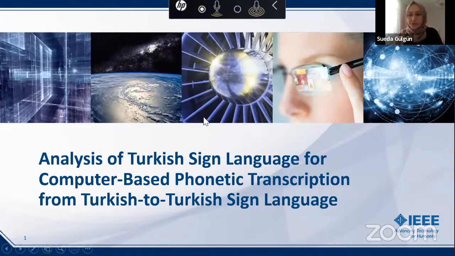Hello, distinguished professors and valued participants. Today we will talk about the study on analysis of Turkish Sign Language for computer-based phonetic transcription from Turkish to Turkish Sign Language. It's actually the initial part of comprehensive and long-term social responsibility projects. We try to reveal the topic in all its lines.